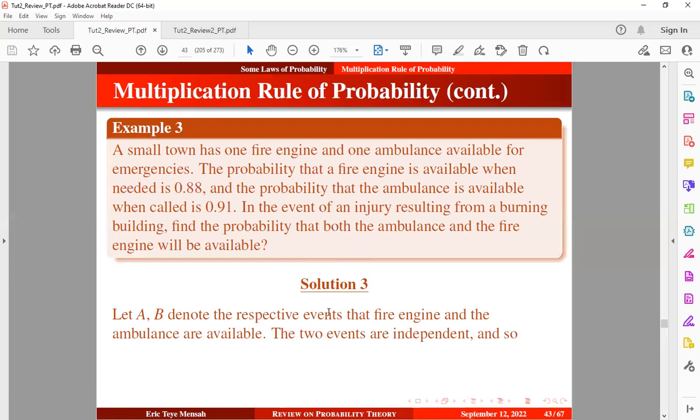So the probability that both services will be available when there's a fire outbreak can be defined as the probability of A and B. Because they are independent, you can express it as the product of the individual probabilities. We have probability of A multiplied by probability of B. The probability of A is equal to 0.88 multiplied by the probability of B, 0.91. So once you multiply this, you obtain 0.8008. All right, so this is the solution for example 3.